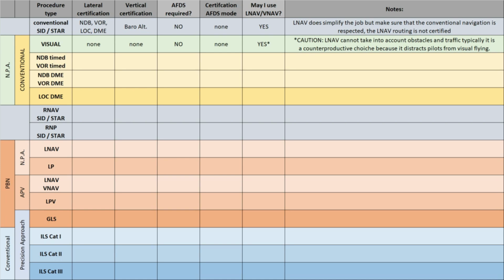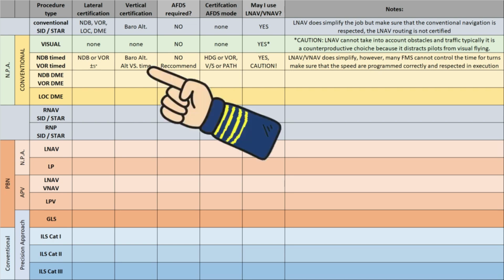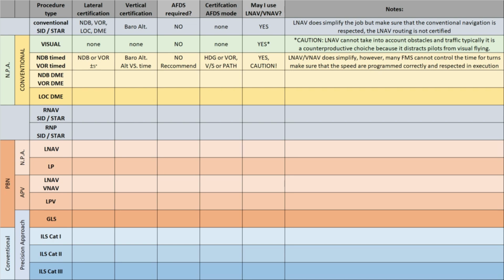After that, we can take a look at the NDB and VOR timed approaches. Of course, the lateral of these approaches is certified based on the VOR or based on the NDB. The area navigation tolerance of this navaid, as you very well know, is 5 degrees, and again the vertical certification there is none. You are still certified using the barometric altitude. There is no requirement for an automatic flight director system.